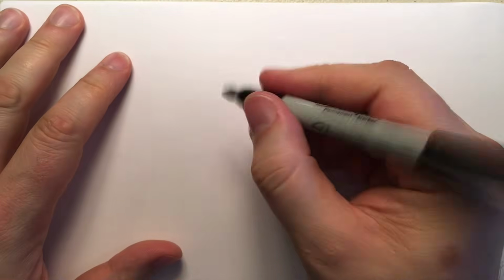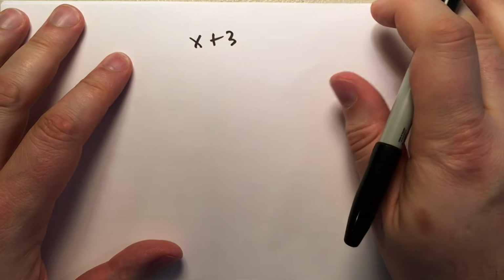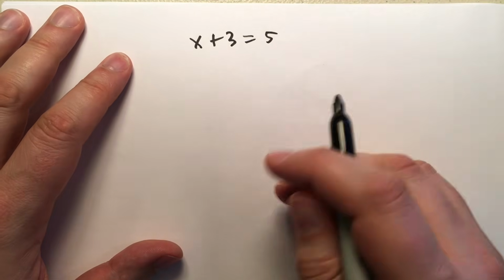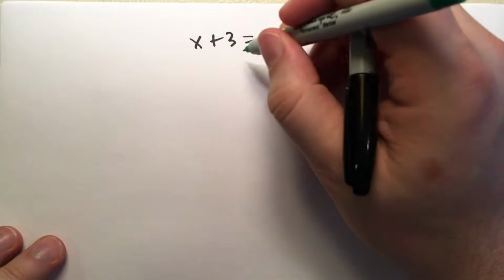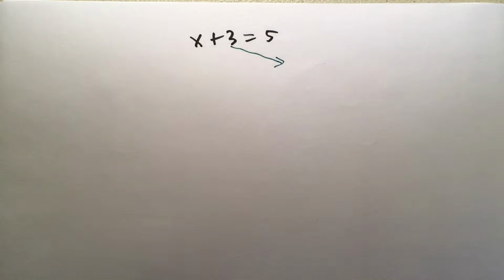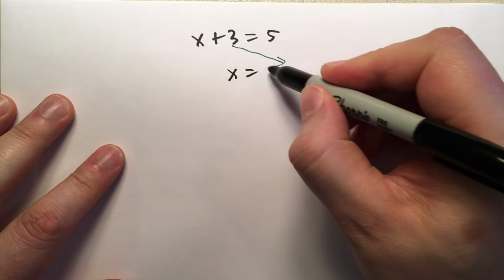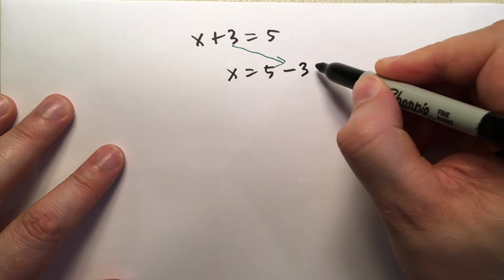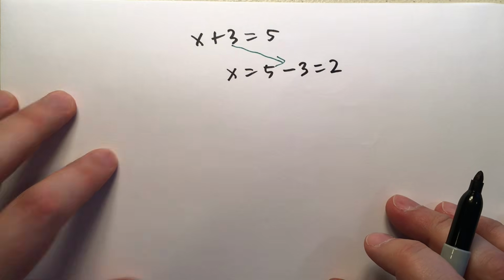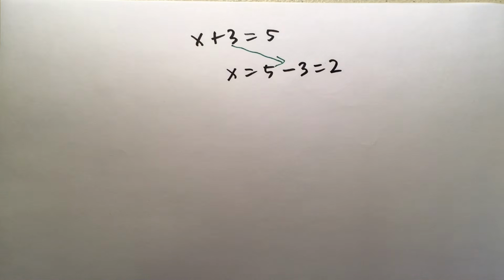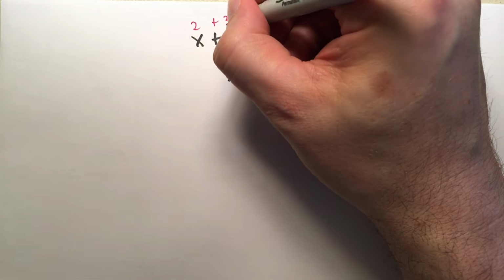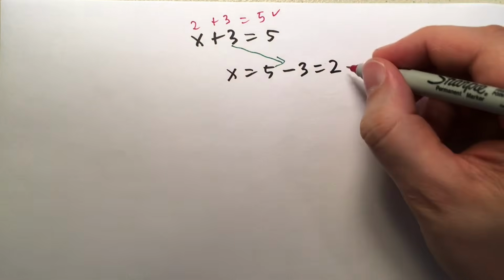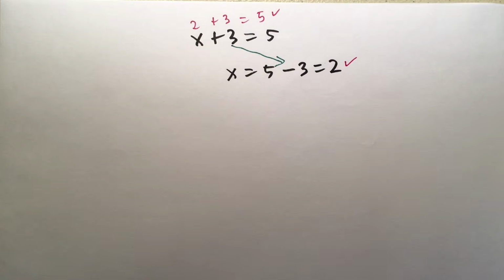So let's do some examples. Let's say we're trying to solve for x. We have the equation x plus 3 equals 5. Well, let's take the 3 and move it to the other side. So we have to flip its sign. So we have x left over on one side, then we have 5 minus 3 equals 2. x equals 2. And if we plug in 2 up here, we have 2 plus 3 equals 5, which indeed is correct. So 2 is the correct answer. We just checked our work.